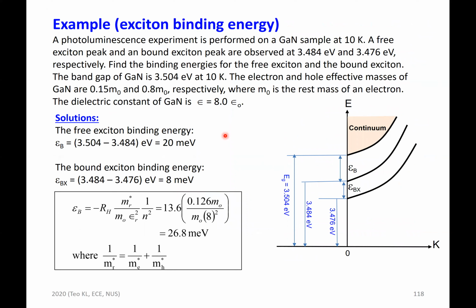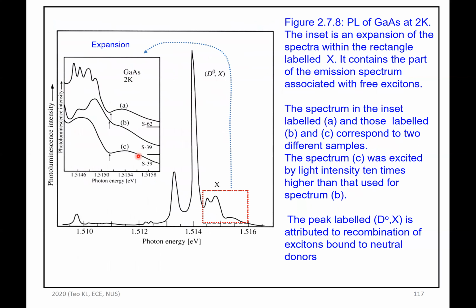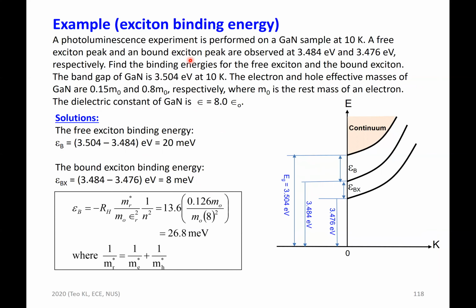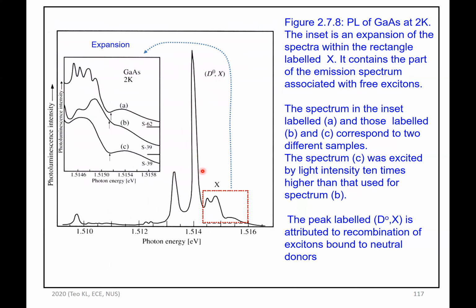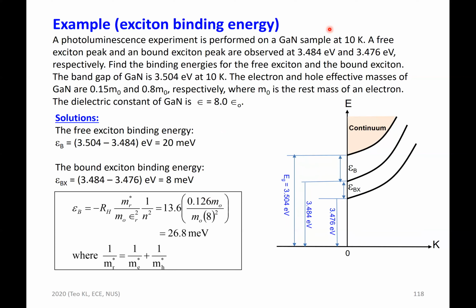Another example: if you have performed a photoluminescence experiment of gallium arsenide at 10 Kelvin, low temperature, you see two peaks, an exciton peak and a bound exciton peak, something like this. Okay, a free exciton peak and a bound exciton peak. Assuming the exciton peak that you see is n equals 1, observed at this energy, find the binding energy of the free exciton and the bound exciton.